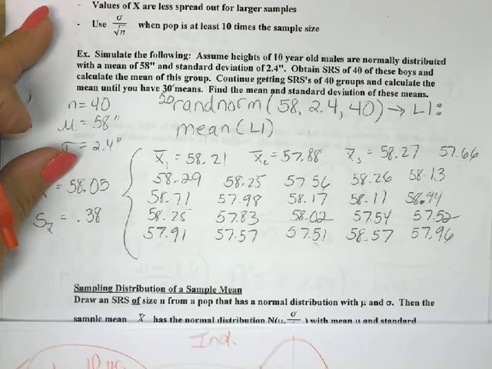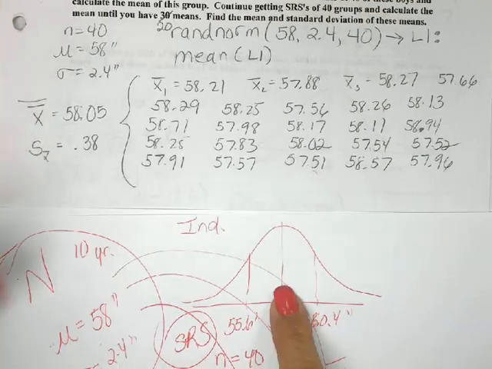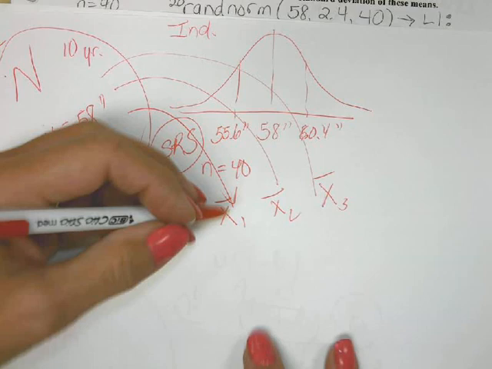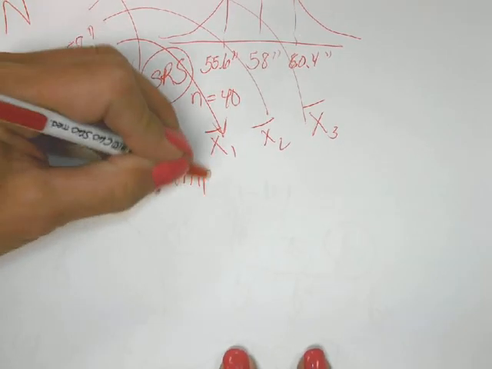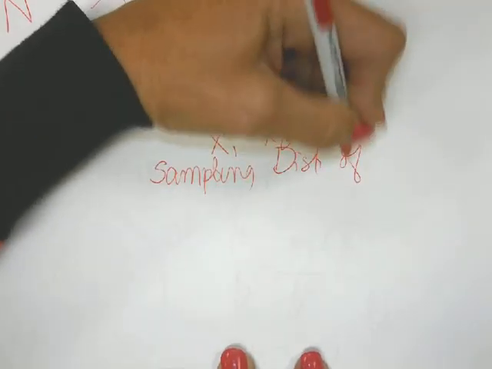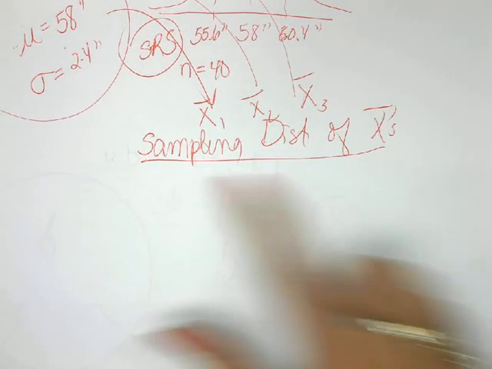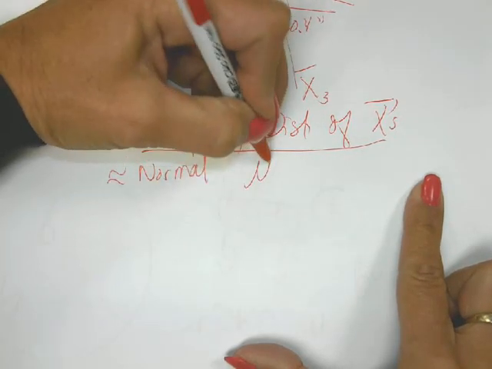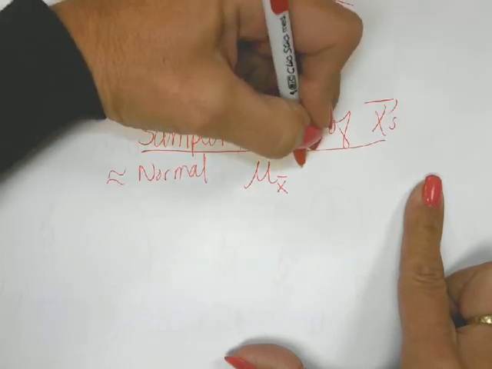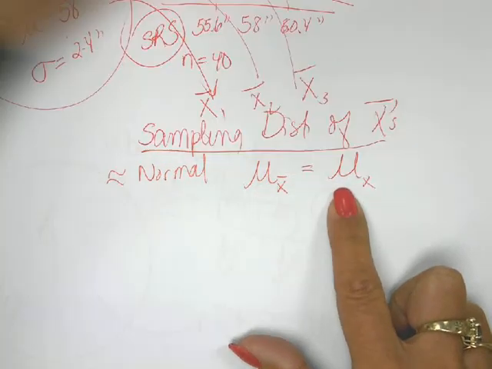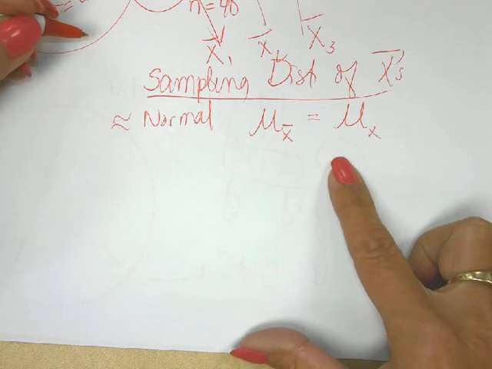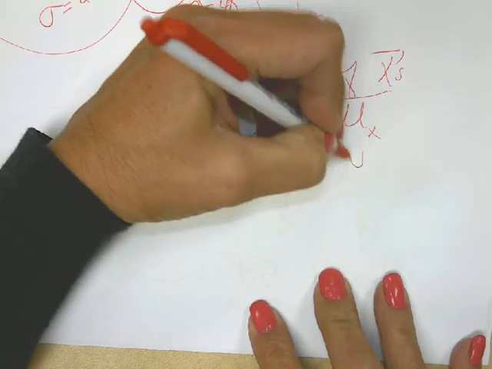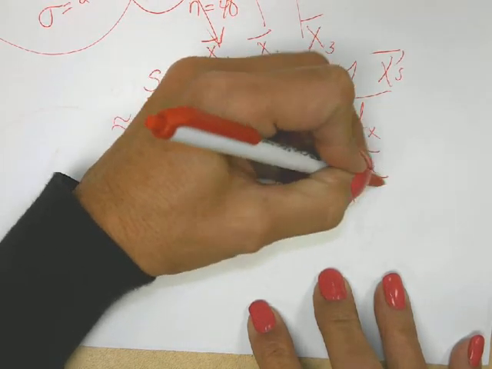What happens is, if your original distribution of individuals is normal, which mine was, if I take simple random samples of size n, I will expect this new sampling distribution of X bars to also be approximately normal, and I expect the mean of my X bars to be approximately equal to the mean of the individual heights of the boys. Now, what do I expect the standard deviation to be? The standard deviation of the X bars is expected to be the standard deviation of individuals divided by the square root of n.